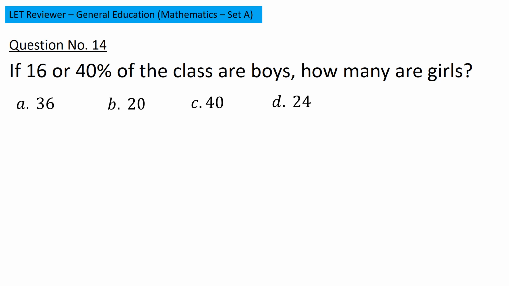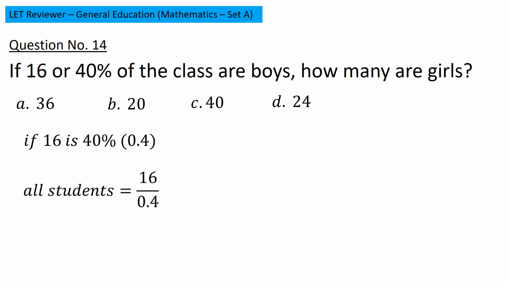Ang given lang ay yung 16 na boys at yun ay 40%. So, if 16 is 40% or 0.4 of the class, kailangan makuha muna natin yung size ng class o yung total number of students, combination ng boys at girls. To determine the class or the number of all students, 16 can be divided by 0.4 o yung 40% para makuha natin yung total size ng class natin, yung number of all students.